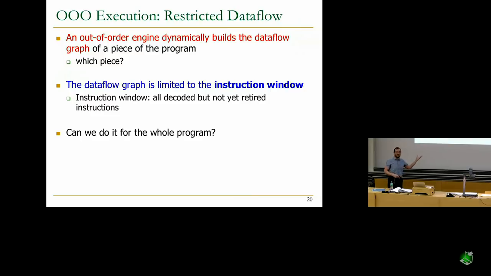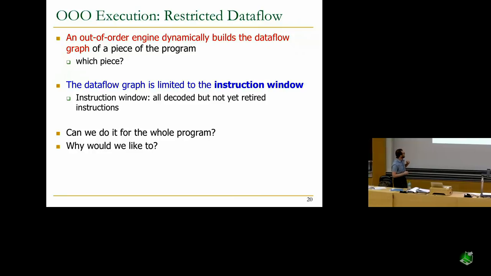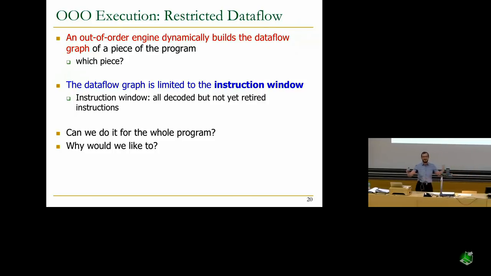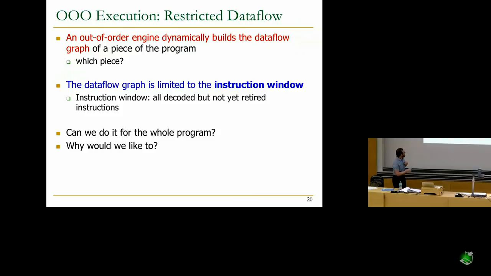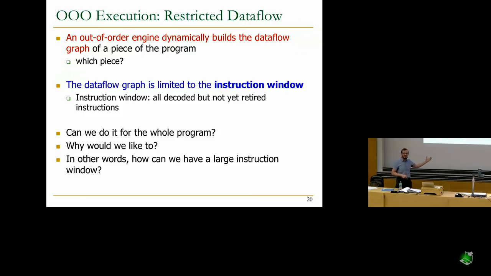So can you actually do it for the whole program? This is actually a theoretical question. If you want to do it for the whole program, you need to have a machine that houses all of the possible instructions of the program. And that's very difficult to do. You might want to do that so that you can tolerate more latency, but in the end, your latencies are limited. But your programs can be unlimited, right? So how can we have a large instruction window? People have tried to do this for a long time, because if you think about it, let's assume that you have a memory latency of 1,000 cycles.